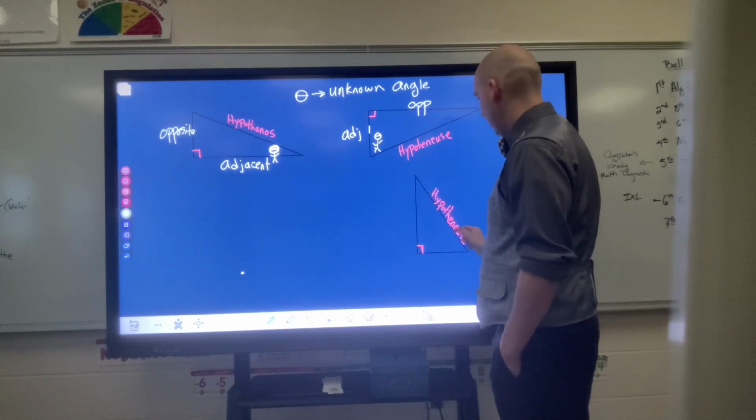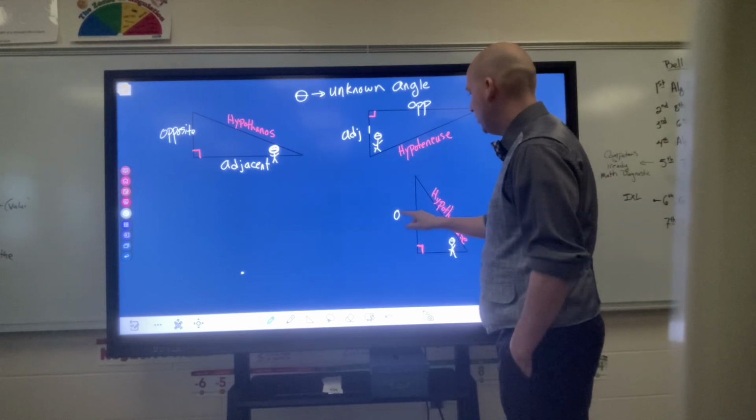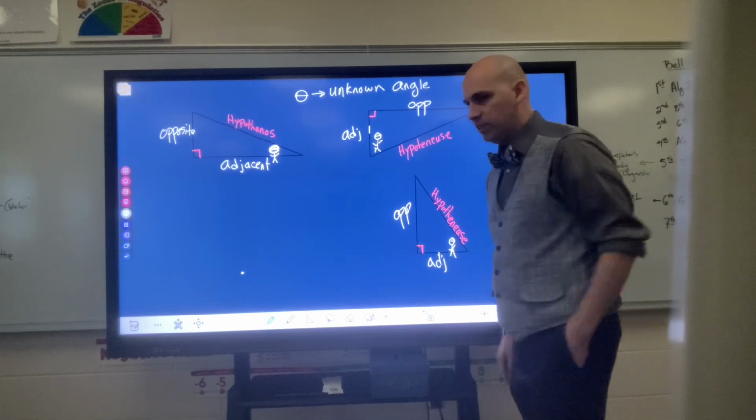We can put theta right here, or we'll put theta down here. I'm drawing a little theta man. So this is the opposite side, and the adjacent side is the one that touches him. That'll be something to practice.